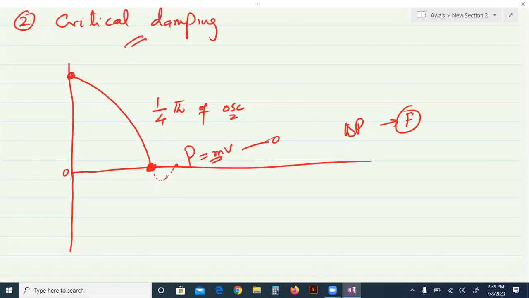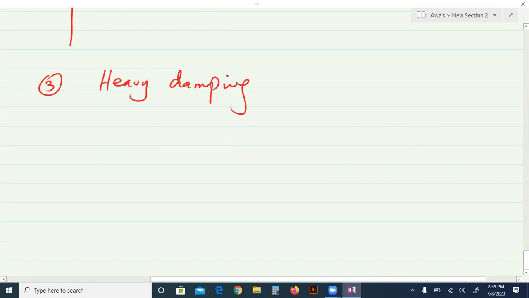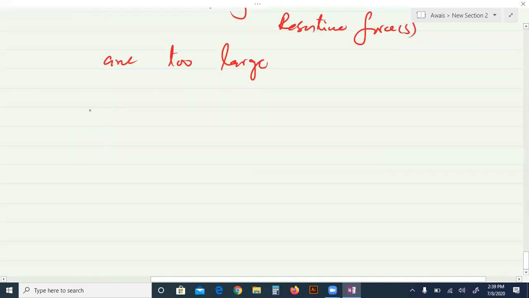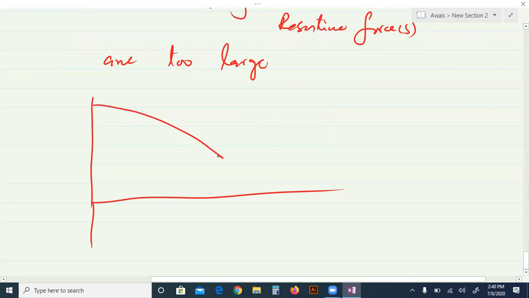So we can't apply any equation here. The third one is heavy damping. If the resistive force or forces are too large, then damping may be heavy. Look, 1/4 of the oscillation is not completed. It is stopped before 1/4 of the oscillation. So this is called heavy damping.